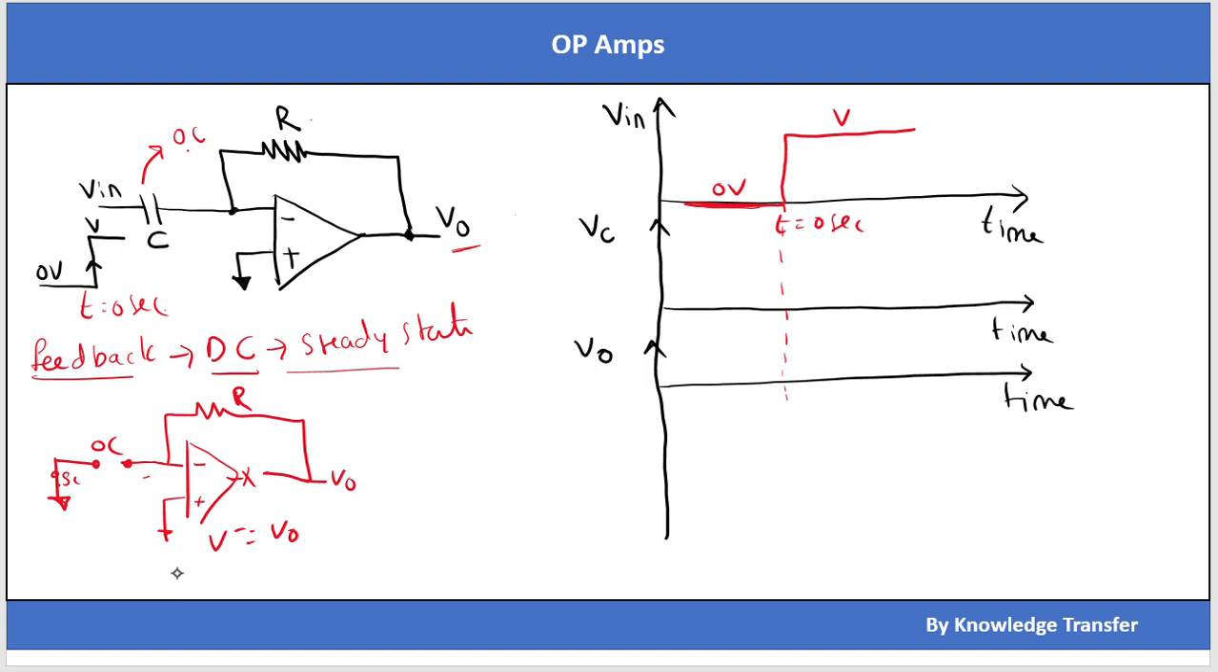So how am I telling that it is negative feedback? V minus is greater than V plus, so this is a negative feedback.